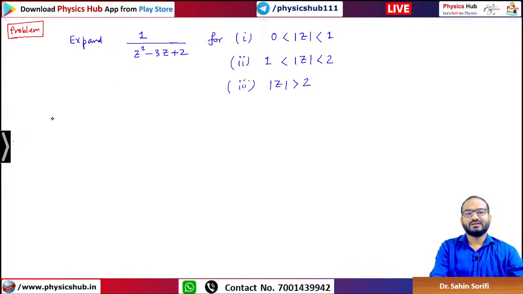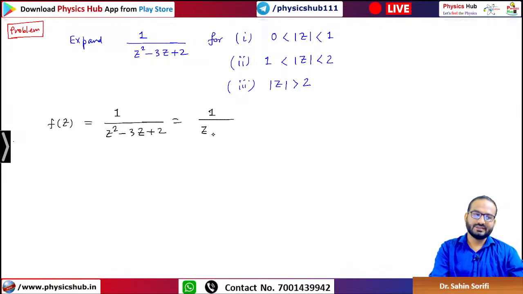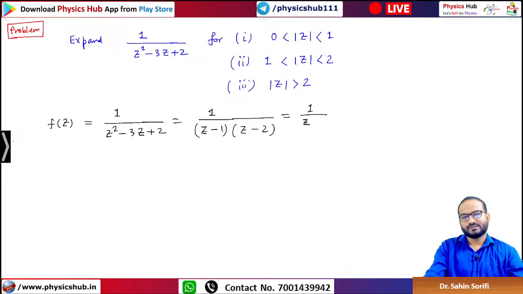Before doing that, let us try to write this expression in a simplified form. So we can do middle factor in the denominator. So z square minus 3z plus 2 can be written as z square minus 2z minus z plus 2, so z into z minus 1 minus 2 into z minus 1, another term will come z minus 2. So we can write it as 1 upon z minus 2 minus 1 upon z minus 1.